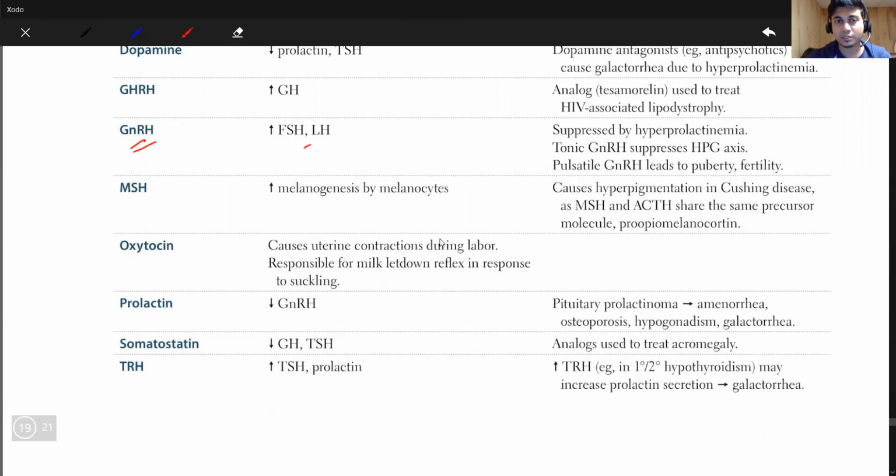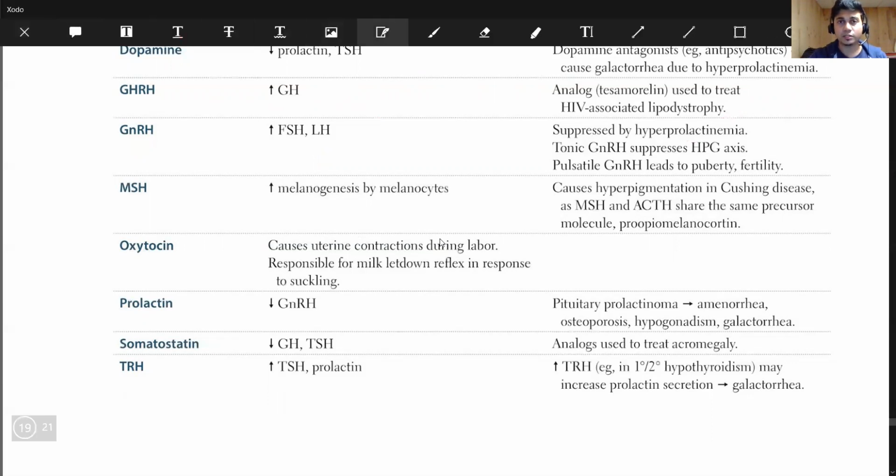GnRH stimulates the FSH and LH release. GnRH from the hypothalamus releases FSH and LH from the pituitary. And hyperprolactinemia, we discuss it on the next page, how prolactin stops. Prolactin is the hormone that has a negative feedback over this GnRH. That means it stops the GnRH secretion, and so FSH and LH also go down.